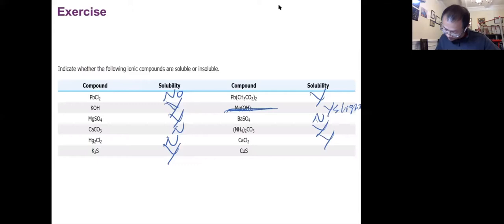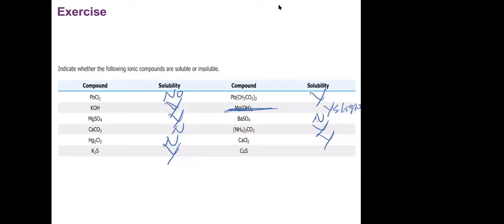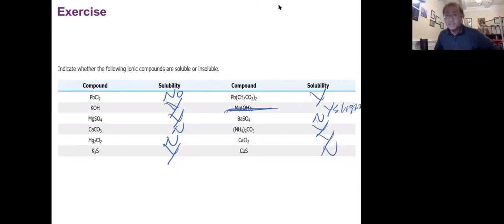Copper sulfide, guys? No. Okay, no, sulfides are not soluble, except with the alkali metals. Copper is not. All right, guys, I know in the beginning it's hard. You have to memorize. Trust me, try 20 compounds.